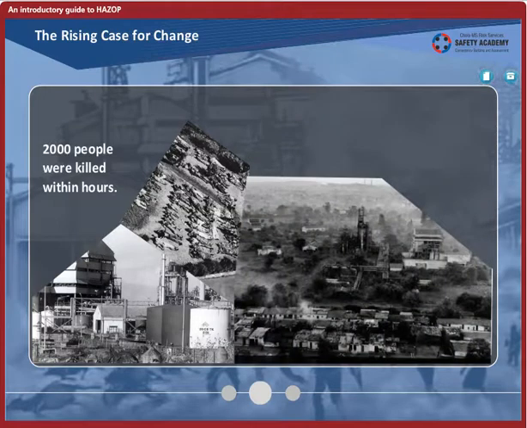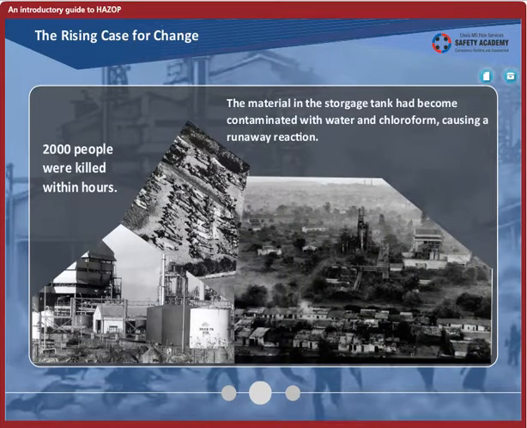According to the official reports, the material in the storage tank had become contaminated with water and chloroform, causing a runaway reaction. The precise route of the contamination is not known. A Hazop study might have shown up possible ways in which contamination could have occurred and would have drawn attention to the need to keep all supplies of water well away from methyl isocyanate, with which it reacts violently.